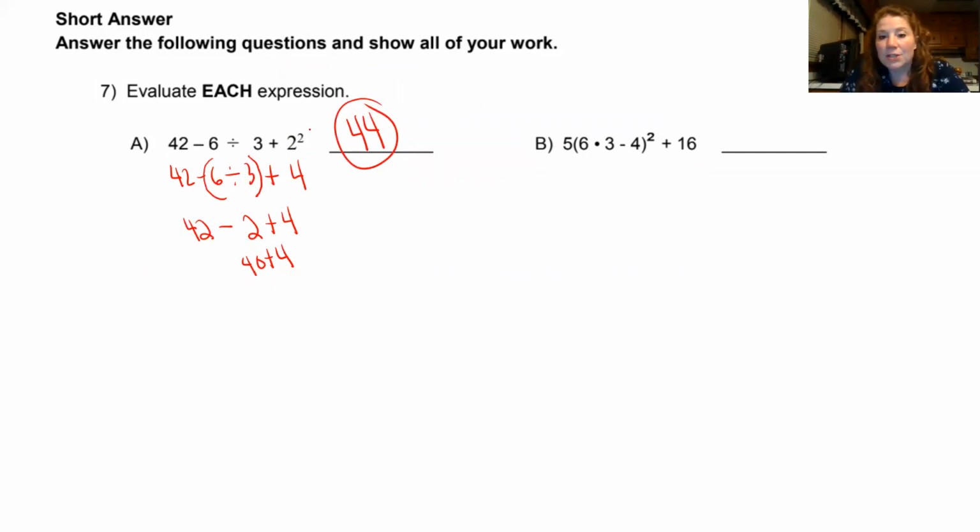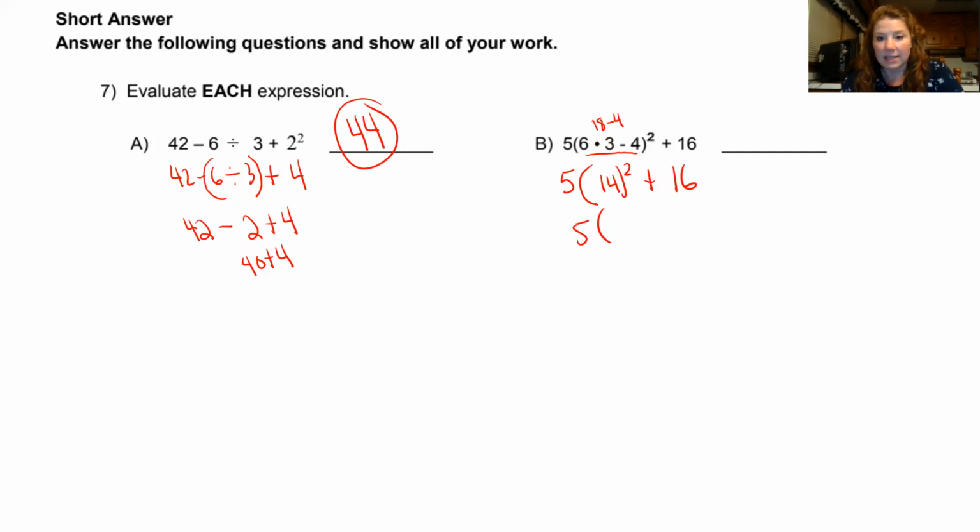All right. So letter B, we do parentheses. Please Excuse My Dear Aunt Sally: parentheses and then exponents. So on letter B, in the parentheses, we're going to multiply 6 times 3, which is 18. 18 minus 4 is 14. Plus 16. So now we have to square 14.